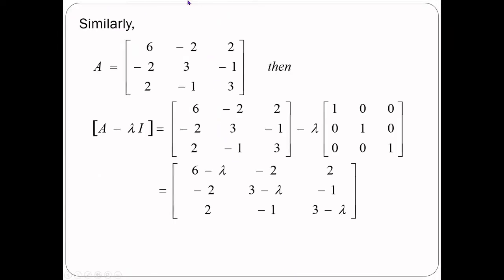Similarly, for the 3 cross 3 matrix 6, minus 2, 2, minus 2, 3, minus 1, 2, minus 1, 3, matrix A minus lambda I is 6 minus lambda, minus 2, 2, minus 2, 3 minus lambda, minus 1, 2, minus 1, 3 minus lambda. Here also I have subtracted lambda from the diagonal elements, and the non-diagonal elements remain as they are.